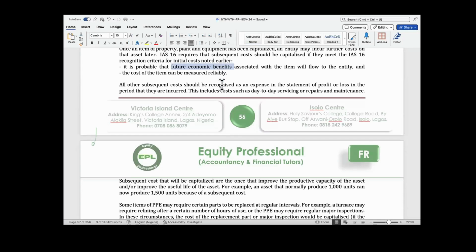So which subsequent costs can generate future economic benefits? We are talking about subsequent costs that will improve the productive capacity of the asset. We are talking about subsequent costs that will improve the useful life of the asset. These are the costs that will ultimately be capitalized. For example, an asset that normally would have been used for 5 years, but you replaced a major part that will make the asset now last 7 years.